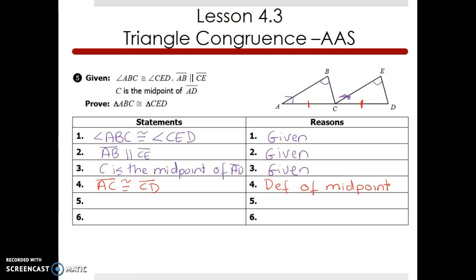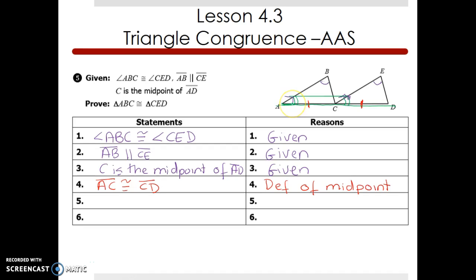So we are using that, and then we have to use the other given. That's the parallel lines. So you know that once you have two parallel lines, and a line cutting through them, when a line cuts through something, you have certain relationships, like alternate interior, alternate exterior. So using that, we know that this angle is going to be congruent to that angle.